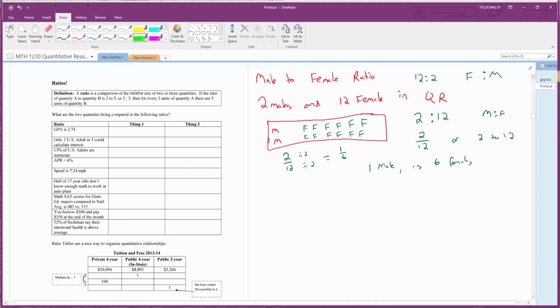Right, and if you look at our diagram, it's easy to see this. So here's one group where I have one male and 6 females, and then here's another group where I have one male and 6 females. So often enough, it's easiest to think about ratios in terms of a fraction. Just simplify the fraction.